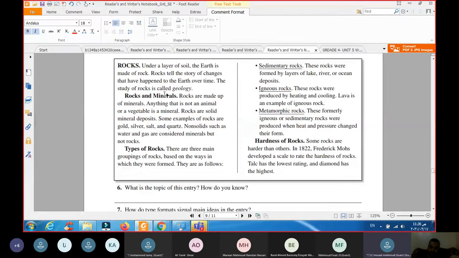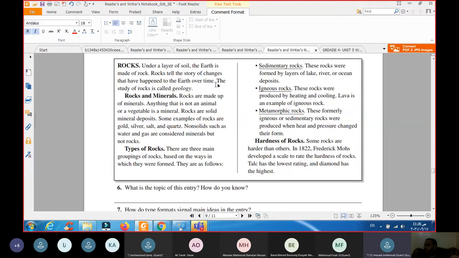Rocks tell the story of changes that have happened to the earth over time. The study of rocks is called geology. Rocks and minerals. Rocks are made up of minerals. Anything that is not an animal or a vegetable is a mineral. Rocks are solid mineral deposits. Some examples of rocks are gold, silver, salt, and quartz. Non-solids such as water and gas are considered minerals, but not rocks.